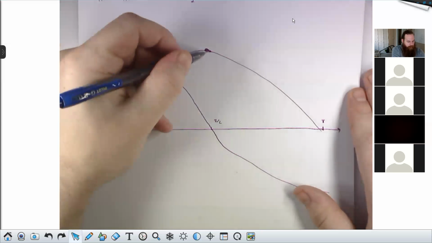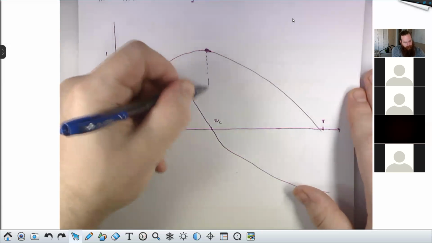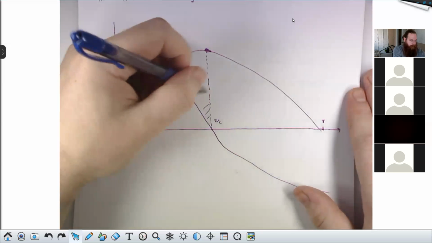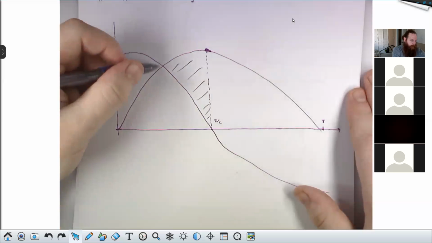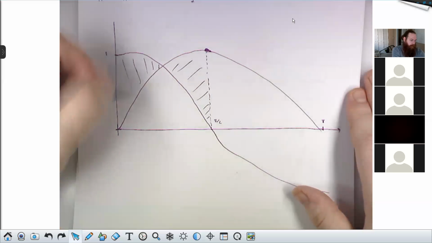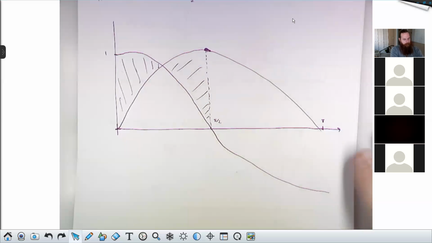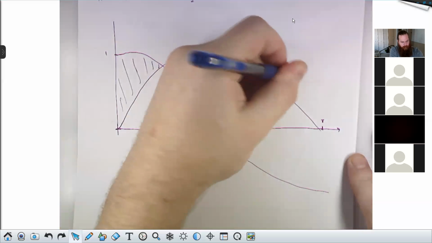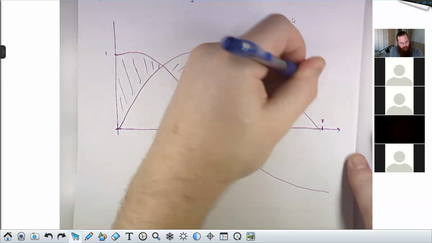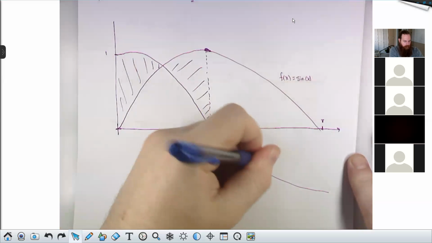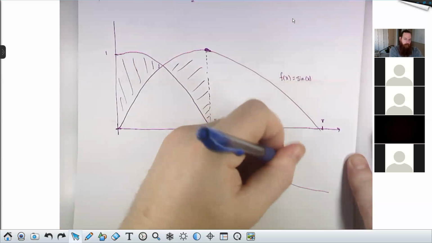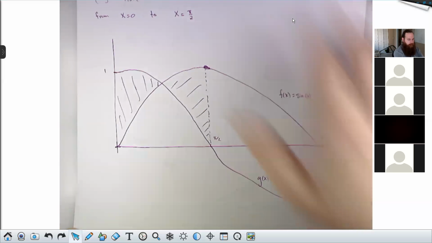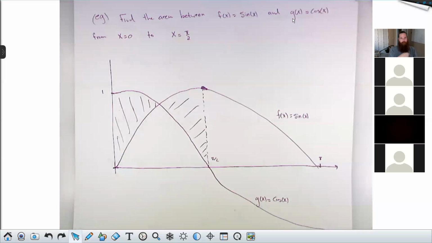But the area I'm interested in is between 0 and pi over 2. So I want to take this area together with this area. That's what I'm looking for. This guy is sine, and this guy is cosine. Right? So my task is to find the shaded area.